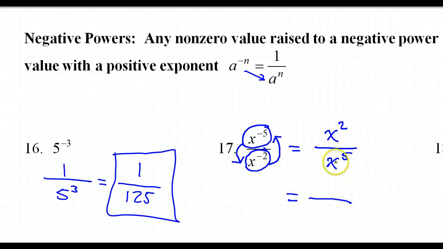I have 2 x's in the bottom, 2 x's in the top, 5 x's in the bottom. These 2 x's are going to cancel out 2 of these x's. That's going to leave behind 3 x's. So x to the 3rd power. There will be no x's left in the top. I cannot just write x to the 3rd power. It has to be in the denominator because that's where the extra x's are.